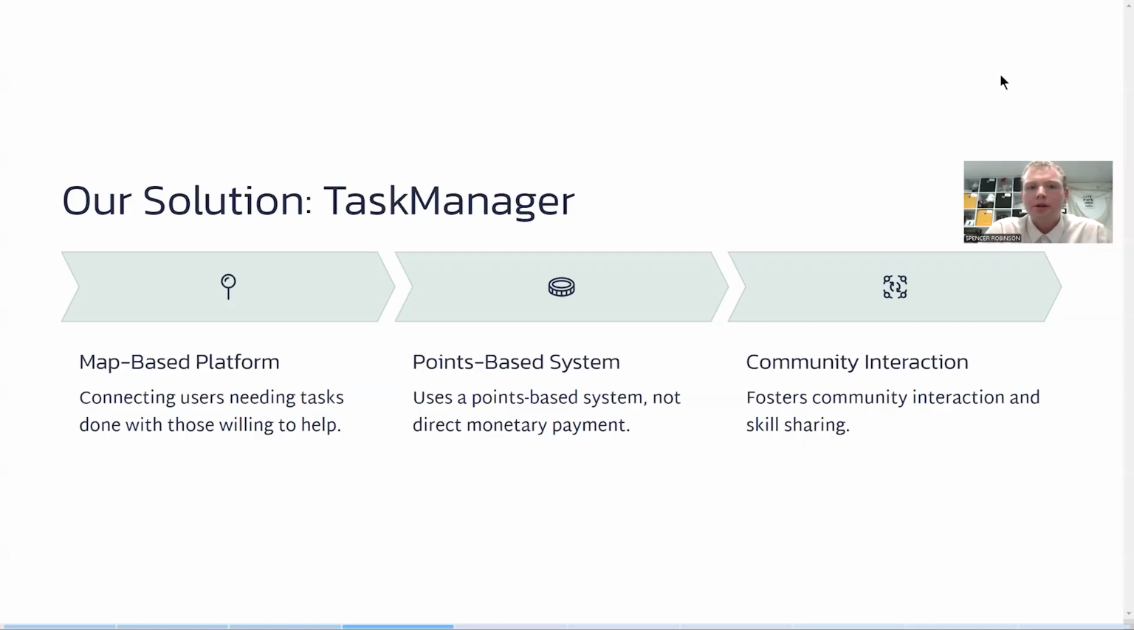So our solution is our app called Taskmanager. It is a map-based platform, so you will get on and it will show a map of all the tasks that are nearby that you can accept or you can post tasks with whatever you need help with. There's also a point-based system where people can get points based off finishing their tasks, and they can use those points in the rewards store, giving them incentive. We want to build a community with interactions for people to share their different skills with others and help each other out.